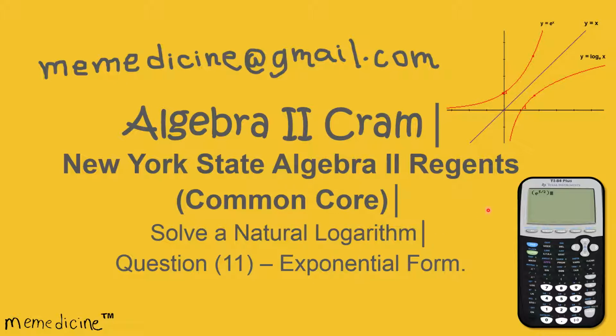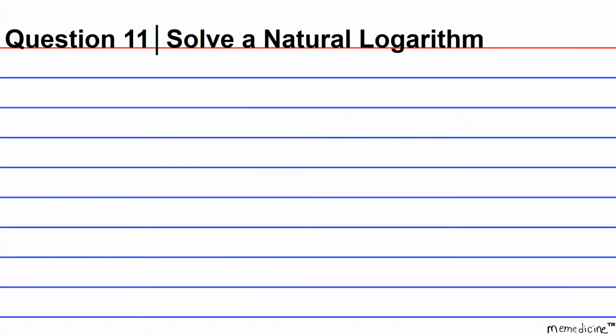Let's delve into the question. Question 11. Solve a natural logarithm. Solve for x: 2 times the ln of 3x is equivalent to 5. Definitely press pause if you need to, and I'll give you a moment to think.